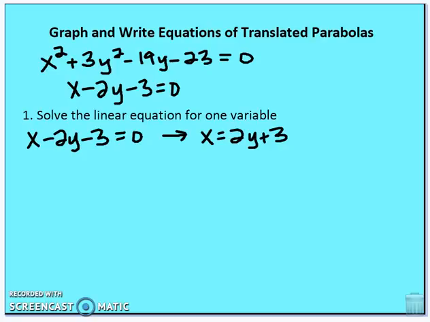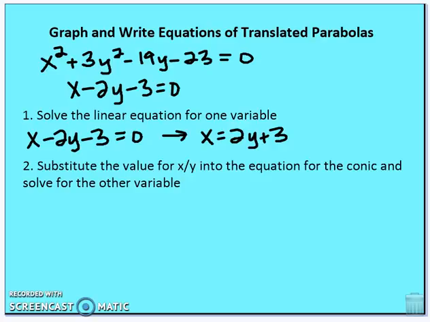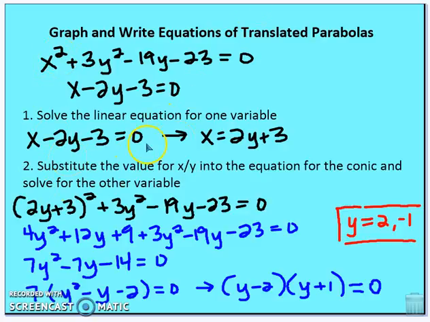All right, so I solve the linear equation for one variable: x is equal to 2y plus 3. Now I'm going to substitute that value into the equation for the conic and solve for the other variable. So I'm going to substitute 2y plus 3 in for x. So (2y plus 3) squared plus 3y squared minus 19y minus 23 is equal to 0. I'm going to expand the binomial, which means I'm going to FOIL it. I end up with 4y squared plus 12y plus 9 plus 3y squared minus 19y minus 23, which is equal to 0. Simplify, combining like terms.